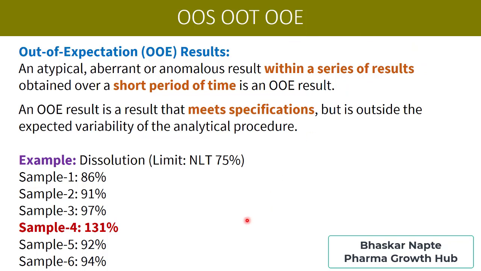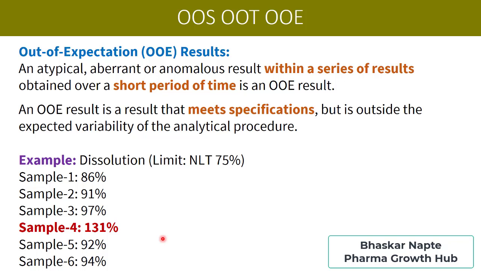So is a series of results found? Am I talking about only a single result? Absolutely not. There are 6 results. Yes or no? And out of this series of 6 results, which is obtained over a short period of time, I got sample number 4 out of expectation. And hence I must investigate this failure or observation. I may not say failure, but the observation, by the out of expectation SOP. I hope you got the meaning of out of expectation. Remember that it is still meeting the specification.